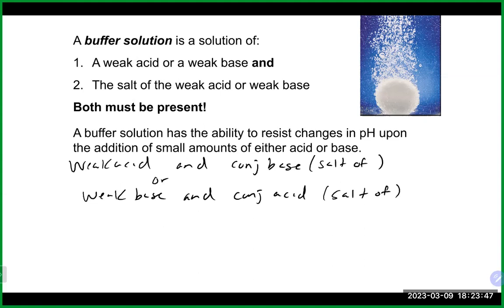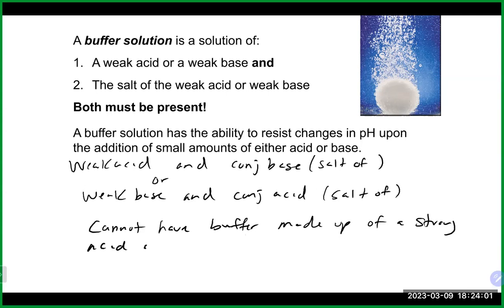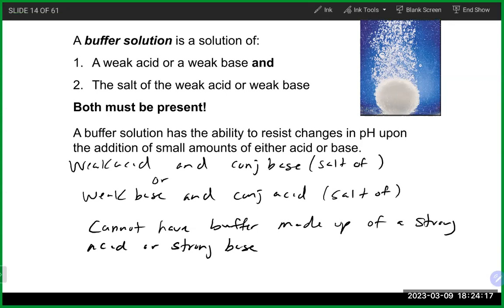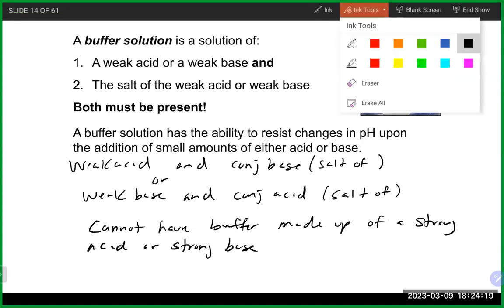You cannot have a buffer made up of a strong acid or a strong base. And we'll talk about why you cannot have a buffer that is made up of a strong acid or a strong base. And it's really because both of these things are actually in the solution to begin with.